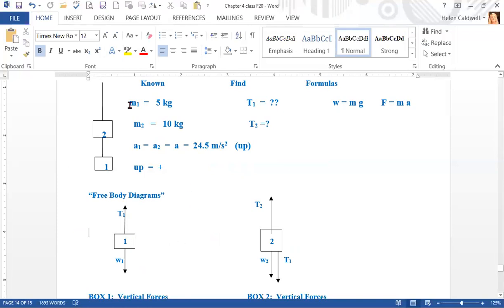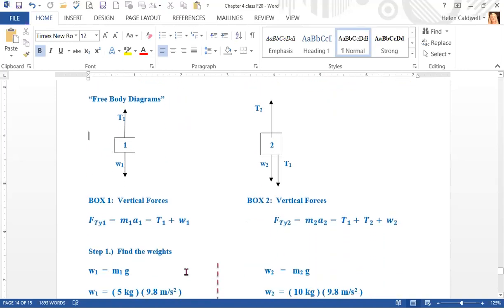Let's look at box 2. Box 2 has T2 coming up. That part's easy. But hanging down, it has a rope. So the rope is T1, but it also has its own weight. Every object hanging by a string has the tension of the string pulling up and its own weight coming down. Box 2 has something extra. It has this additional string hanging on it, pulling down on it.